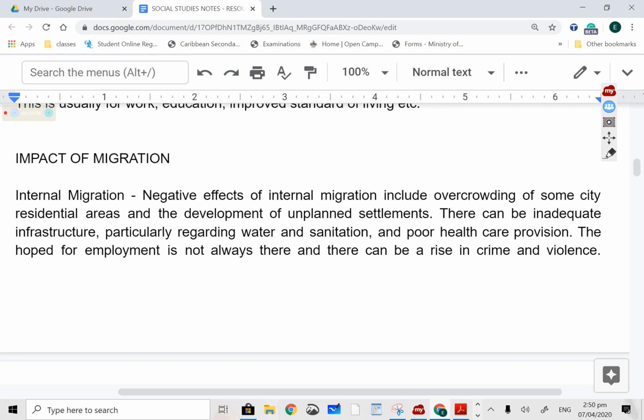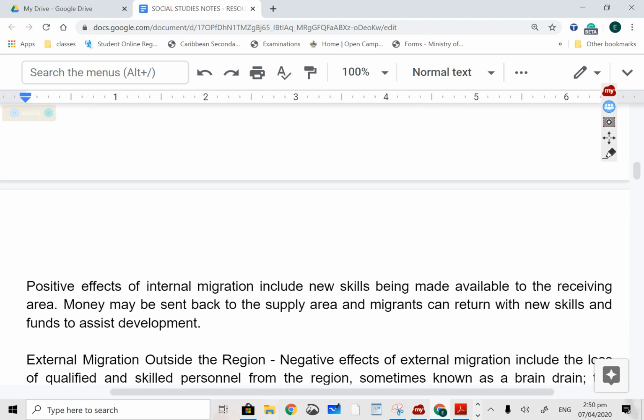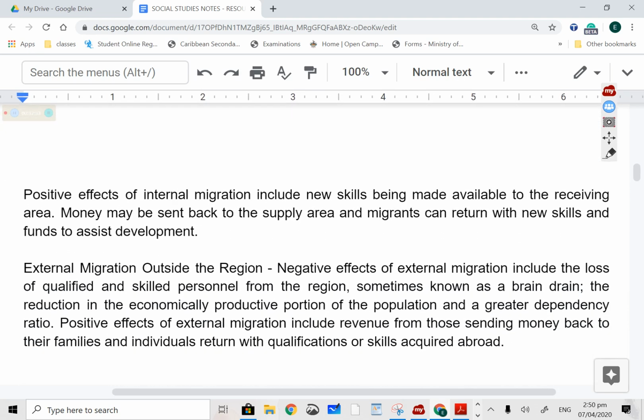And these are actually happening in the capital of a lot of Caribbean countries, okay? In Port of Spain, we have unplanned settlements, etc. And you have a lot of crime and poverty, etc. coming out of those areas. And poor healthcare provision. The hope for employment is not always there, and there can be a rise in crime and violence. The positive effects of internal migration include new skills being made available to the receiving area.